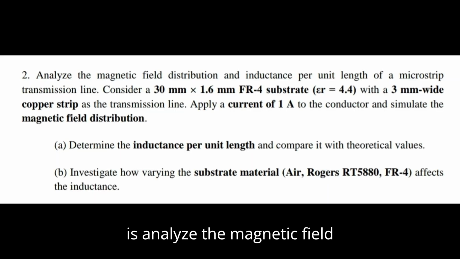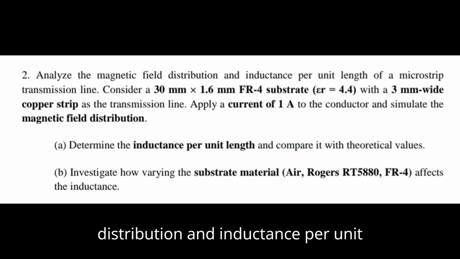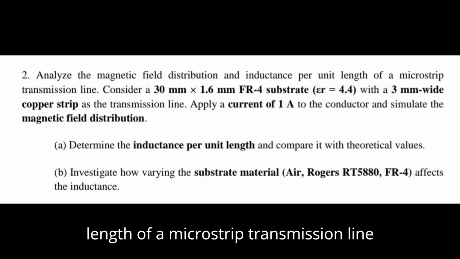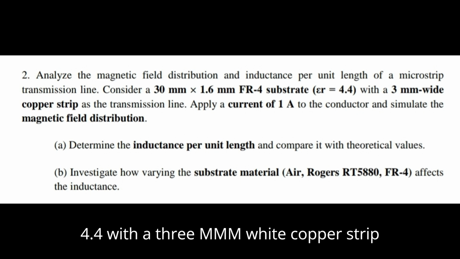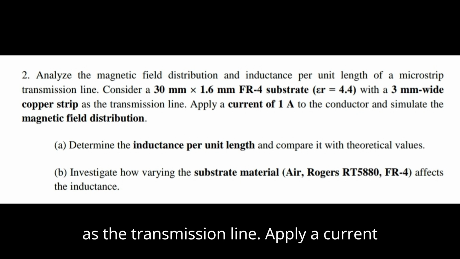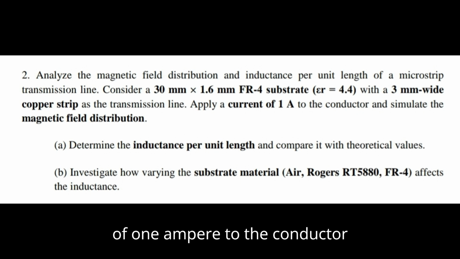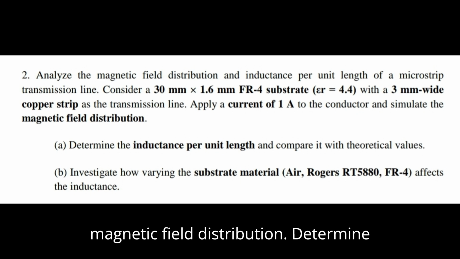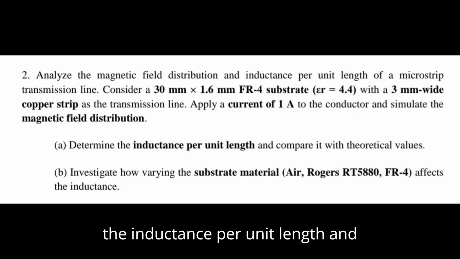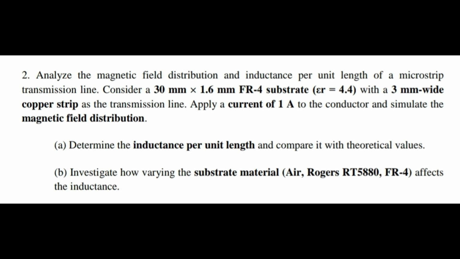The question is: analyze the magnetic field distribution and inductance per unit length of a microstrip transmission line. Consider a 30 mm by 1.6 mm FR4 substrate. Permittivity is 4.4, with a 3 mm wide copper strip as the transmission line. Apply a current of 1 ampere to the conductor and simulate the magnetic field distribution. Determine the inductance per unit length and compare it with the theoretical values.